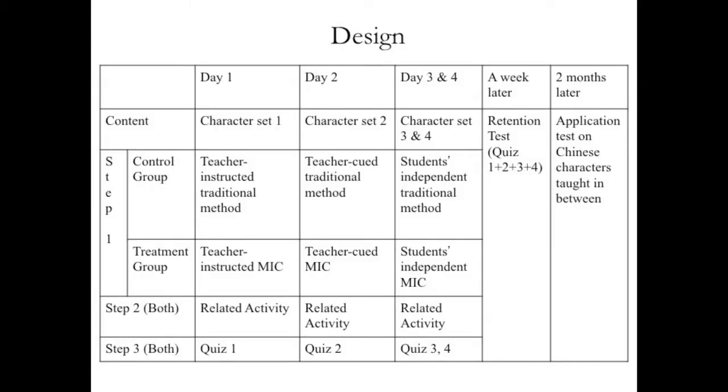Here's the design of the study. We recruited over 100 students from a school district from the Mandarin classes, and we divided them into one treatment group and one control group according to a pretest. And we selected 32 characters, so students can learn them over 4 days. Each day they learn 8 characters. There are 4 days of the experiment, and there are 2 groups, one control group and one treatment group.